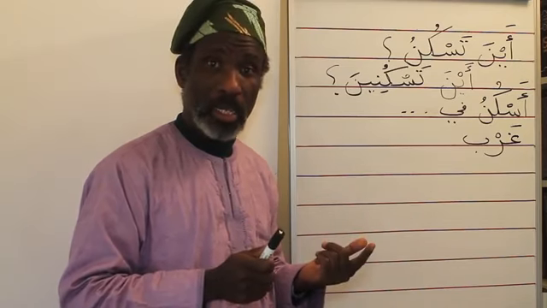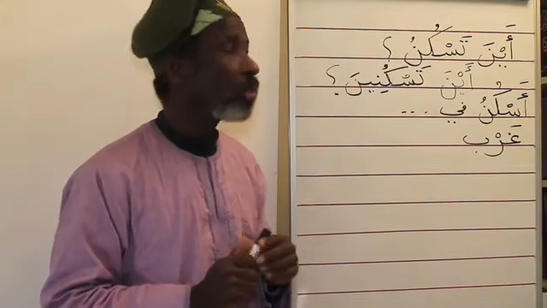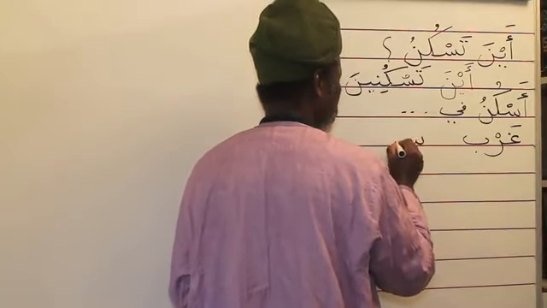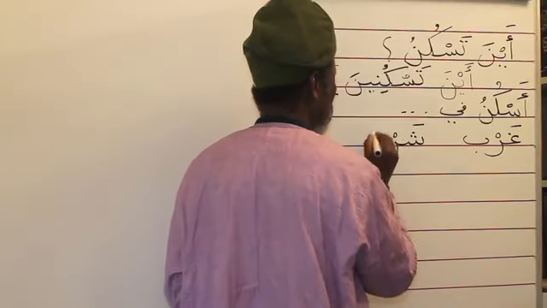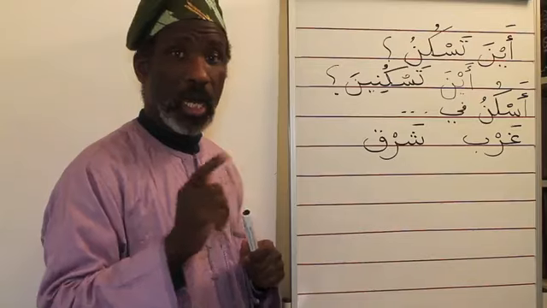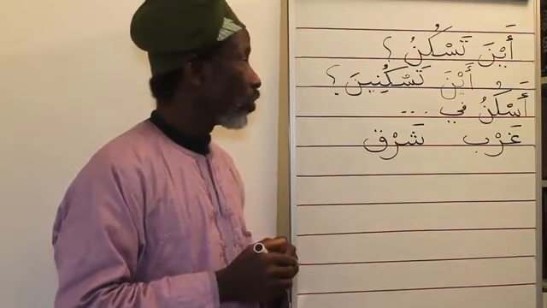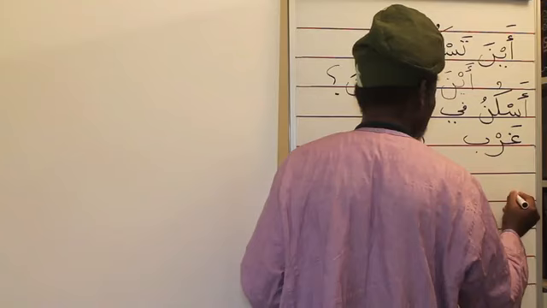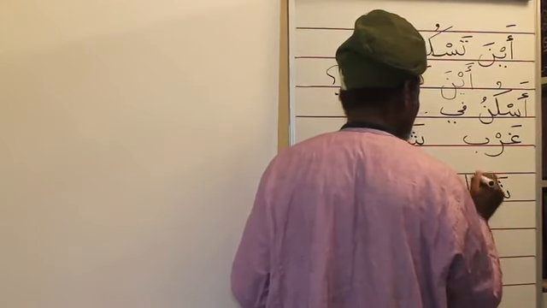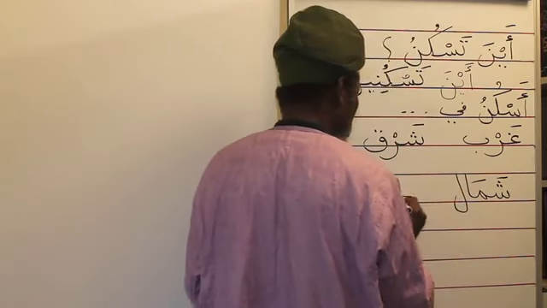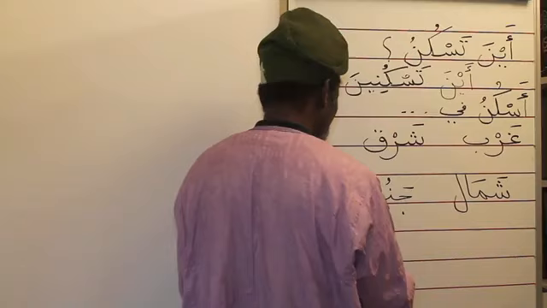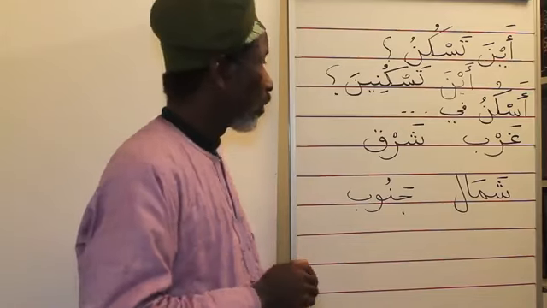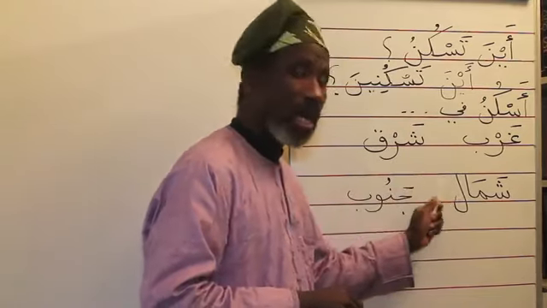What next? You have شمال. You have شرق. You have جنوب. غرب, شرق. شرق is east. غرب, شرق. شمال is north. جنوب is south. غرب, شرق, شمال, جنوب.